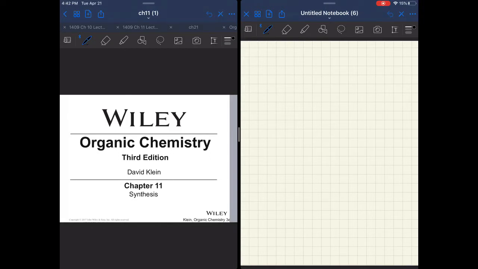Chapter 11 is designed really as a way to give you some strategies for thinking about synthesis problems. There aren't any new reactions in this chapter, but you will use this chapter for the rest of your time in organic, especially if you take Organic 2 with me. Synthesis, I think, is a really important part here. It requires you to use your brain in a little bit different of a way than you do to solve other kinds of problems.